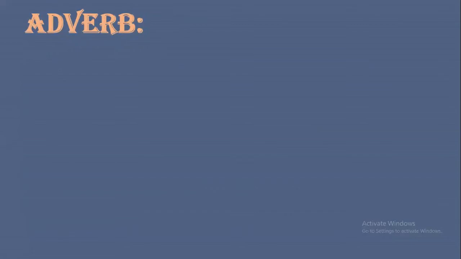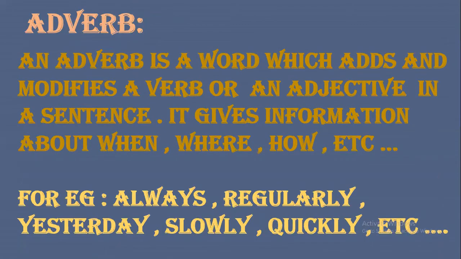Adverb. An adverb is a word which modifies a verb or an adjective in a sentence. It gives information about when, where, how, etc. For example, always, regularly, yesterday, slowly, quickly, etc.